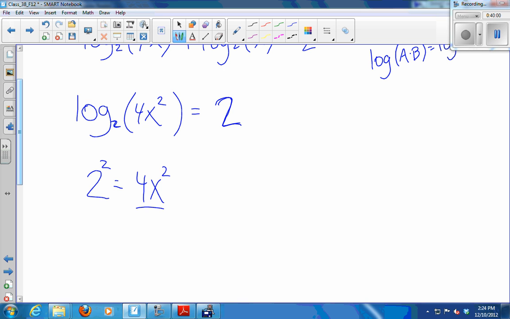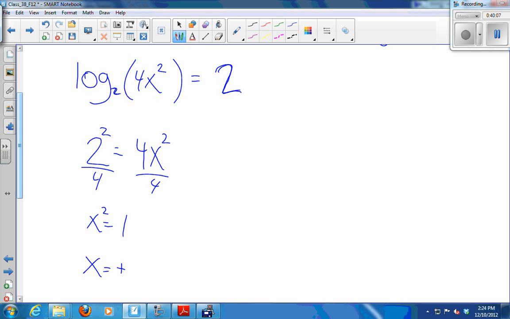So now I'm going to divide both sides by 4. And I get x squared equals 1, which means x is what? Plus or minus 1.